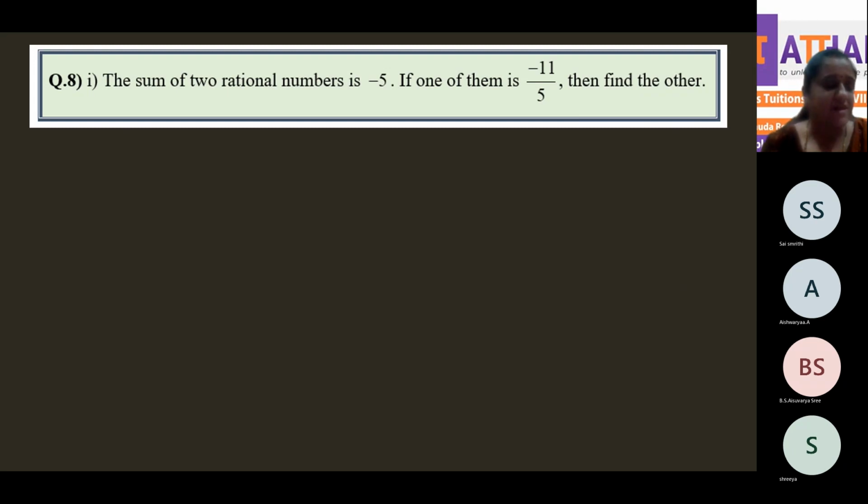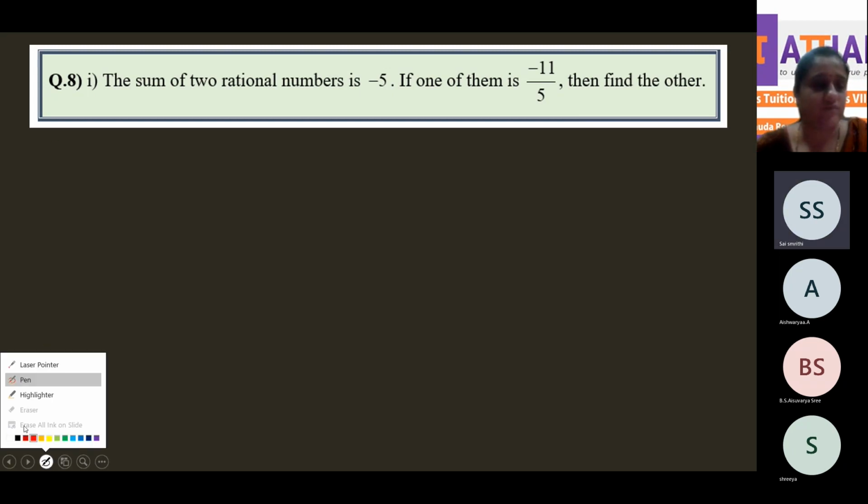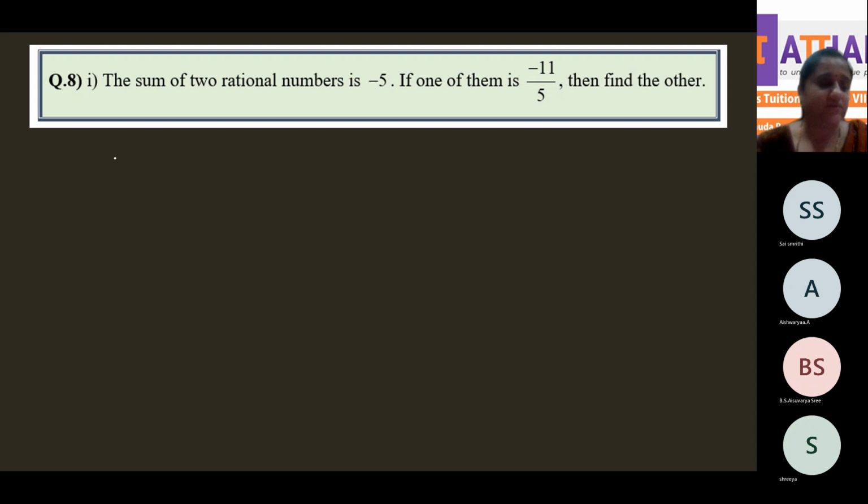Yes, Sai Smriti, what's the answer for the first one? The additive inverse of 7 by minus 10 is 7 by 10. Correct. The next one, Sai Smriti? Minus 8 by 5. Very good. The additive inverse of 8 by 5 is minus 8 by 5. Correct.